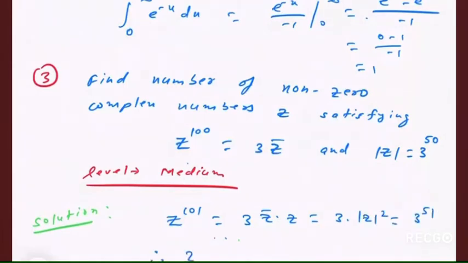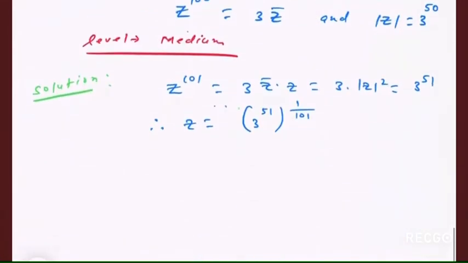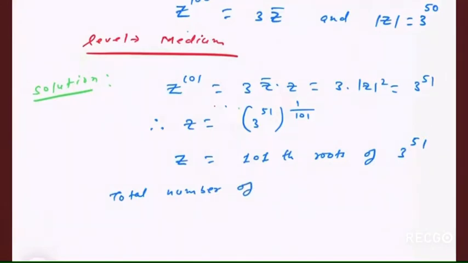So let us see, multiplying the first equation both sides by z, we get the expression z to the power 101 is equal to 3 to the power 51. So z is equal to 3 to the power 51 and whole to the power 1 by 101. This is nothing but the 101th roots, not of unity, of 3 to the 51. So this should have a total of 101 complex numbers. One of them is 0, so the total number of non-zero complex numbers is equal to 100, because barring 0 out of 101, you are getting 100 complex numbers satisfying both simultaneous equations.